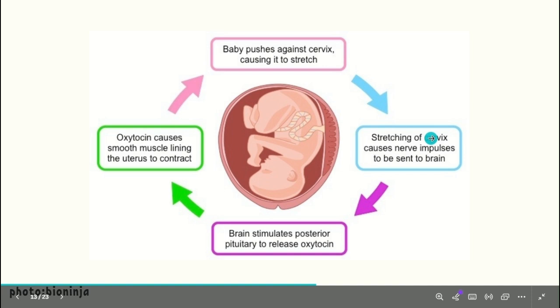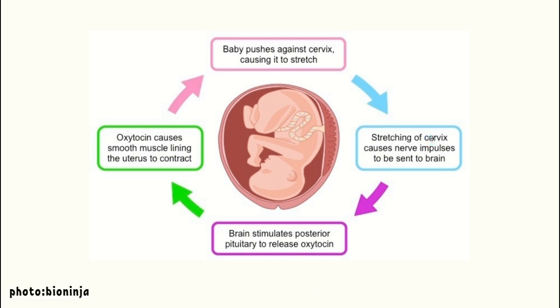Okay, so this is just the birth process again. The baby pushes against the cervix, causing it to stretch. Stretching of the cervix causes nerve impulses to be sent to the brain. The brain stimulates the posterior pituitary to release oxytocin, and oxytocin causes the smooth muscle lining of the uterus to contract. So everything is a process. When the contractions start, bam, bam, bam, that is when you know the baby will come out.